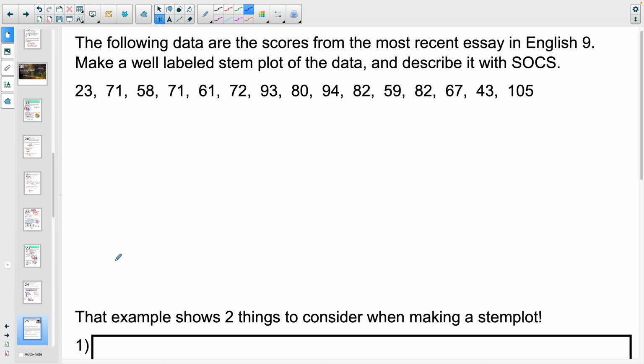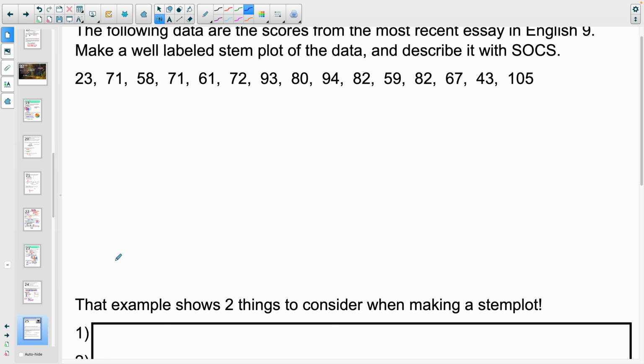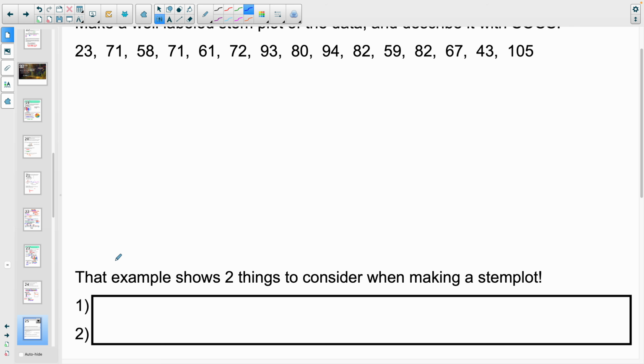So the following data are the scores from the most recent essay in English 9. Make a well-labeled stem plot of the data and describe it with SOCS. So some of you might prefer to put this entire list into order right away. That's up to you. But I feel like I can put it into order as we go through it. We just need to find the lowest first digit, right? So when you look at all these numbers, which one has the smallest first digit? And I see 23, okay?